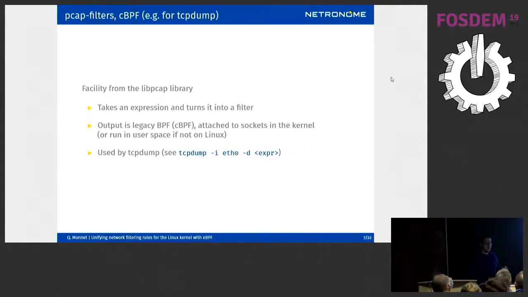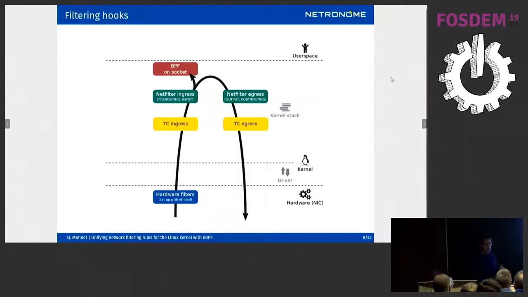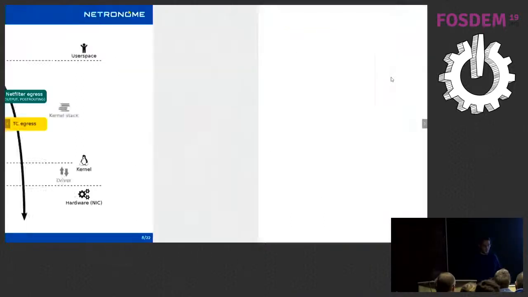So okay, we have iptables, we have TC, we have ethtool that can be used for hardware filters. This is just a recap of the different filtering hooks that we have at this time in the kernel. So hardware at the lower level, BPF programs just for the sockets, and in the middle, in the kernel stack, we have TC and Netfilter ingress or egress hooks.